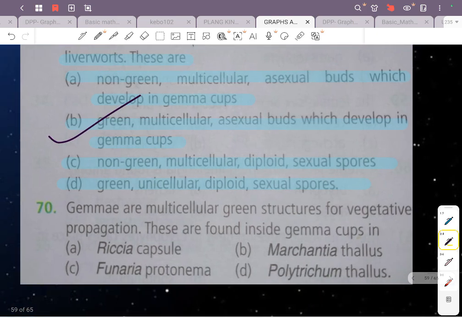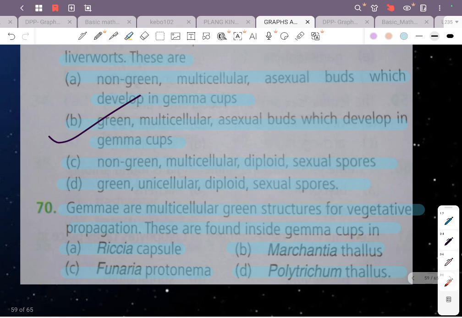Moving on to the next question. The next question that we have on our screens is: gemmae are multicellular green structures for vegetative propagation. Now these are found inside gemma cups in A. Riccia capsule, B. Marchantia thallus, C. Funaria protonema, or D. Polytrichum thallus. What do you think? Gemmae are multicellular green structures used for vegetative propagation, and these are found inside gemma cups. Okay, where are gemmae found? Inside gemma cups, and these gemma cups are actually found in the Marchantia thallus.